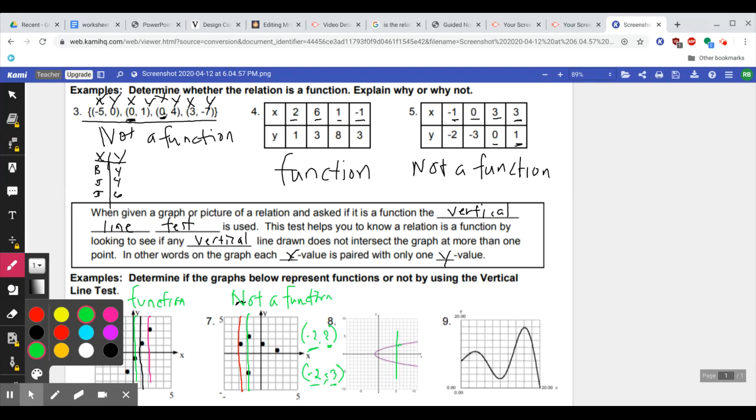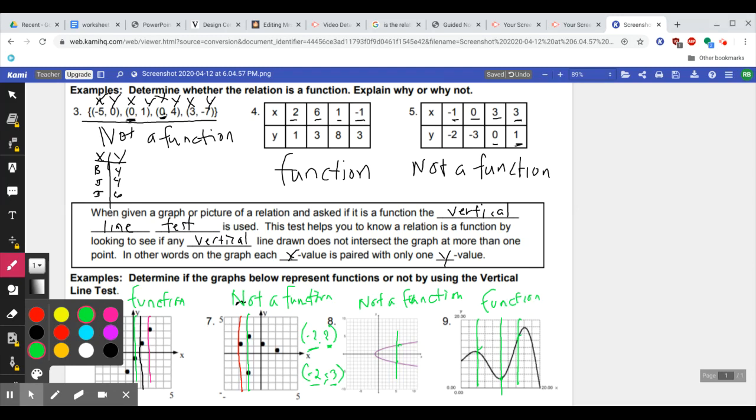So let me take a look here. Well, look, right off the bat, I know that this is not a function, because when I put that vertical line through this shape, it hits 2 places on there. Okay, so let me do one more. And well, that only hit one place. And that only hits one place. And that only hits one place. And it doesn't matter where I put the line in this. This is a function.